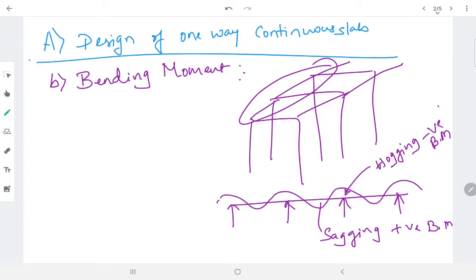Let us write the formula, which we have taken from IS 456, for bending moment. First one in this is span moment. What is the span moment right now? Span moment will be positive moment.